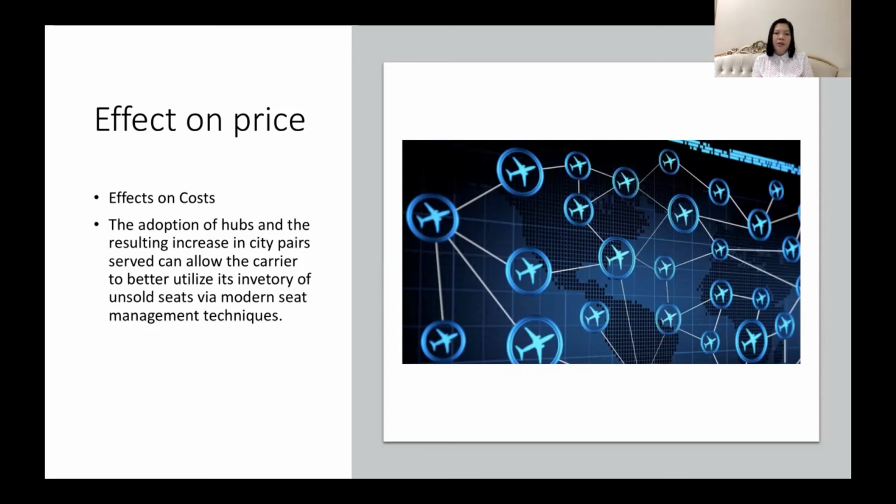And second, the adoption of hubs and the resulting increases in city pairs served can allow the carrier to better utilize its inventory of unsold seats via modern system management techniques. So this may result in offering discounts for likely travel segments that cannot be connected to popular destinations, with a resulting increase in system-wide passenger demand.